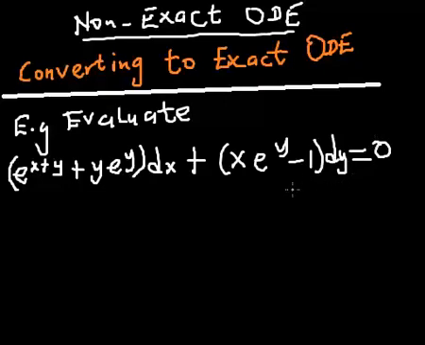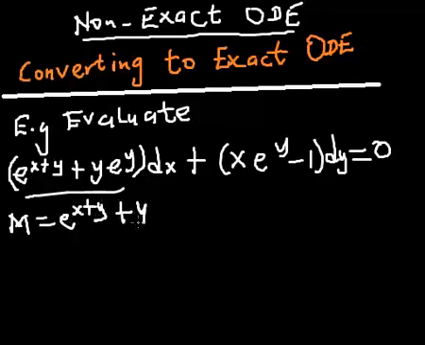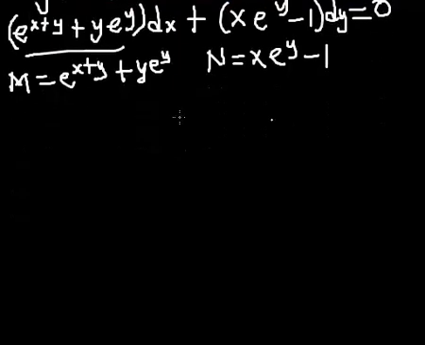Having seen this now, as you can see, this form of ODE, for me to solve it, I need to test the exactness of this ODE. And of course, you should agree with me that my M is the function that's attached to the dx, that's exponent x plus y, then plus y exponent y, and my N is the function that's attached to the dy, which is x exponent y, then minus 1. So how do we flow? We need to test exactness.